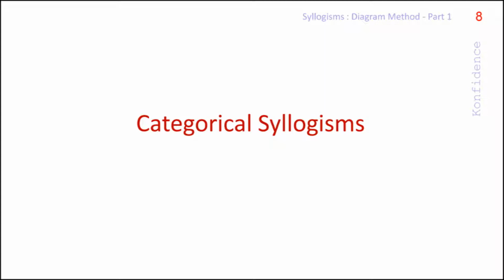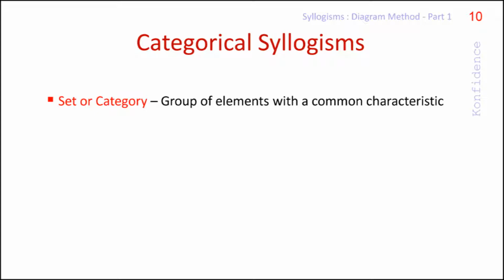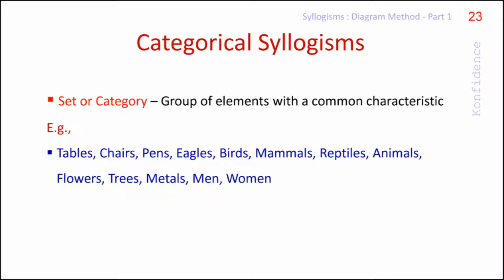A categorical syllogism is a kind of syllogism in which we try to deduce relationships between categories or sets based on some given relationships. A set or a category is a group of elements with a common characteristic. Examples could be tables, chairs, pens, eagles, birds, mammals, reptiles, animals, flowers, trees, metals, men, women, A, B, C, D, etc. Two sets or categories P and Q can be related in 8 standard ways as shown in the slide.